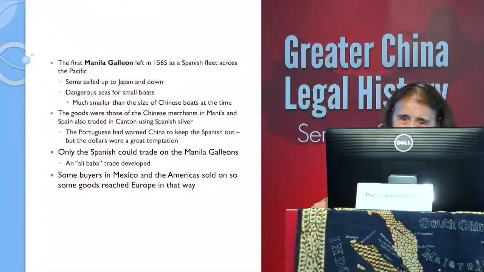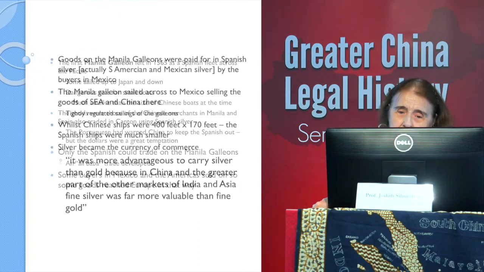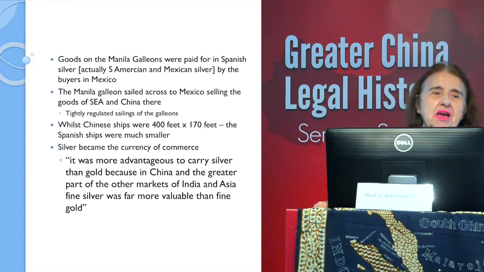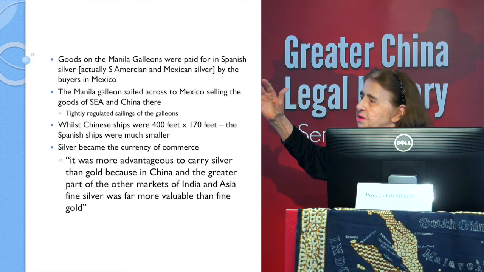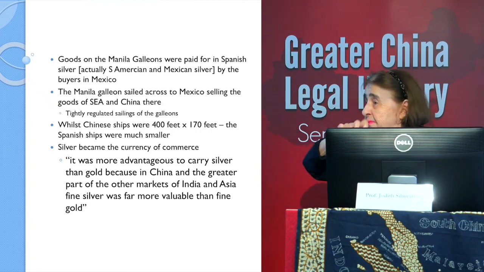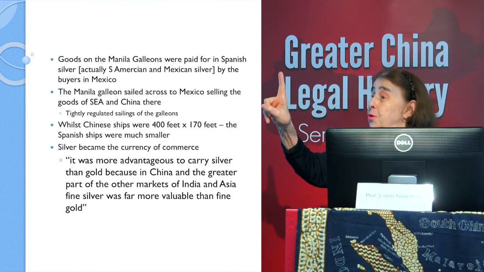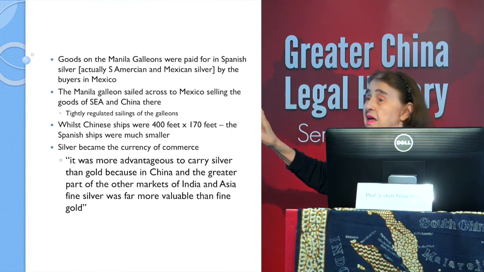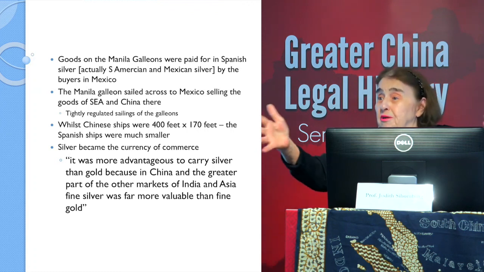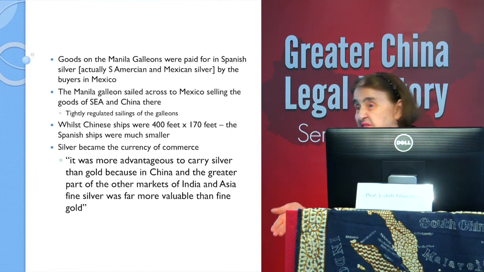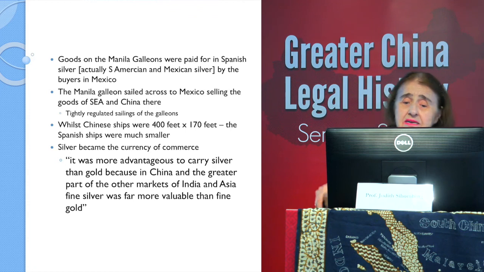Then, all of the goods had to be paid in Spanish silver dollars. Tightly regulated sailings, because if we keep going, what happens to the price of goods? It goes down. So if there's only one blue and white piece of porcelain a year, everybody with millions will try and get it. But if you send 1 million pieces, forget it. It's not worth it. So tightly regulated by the Spaniards.